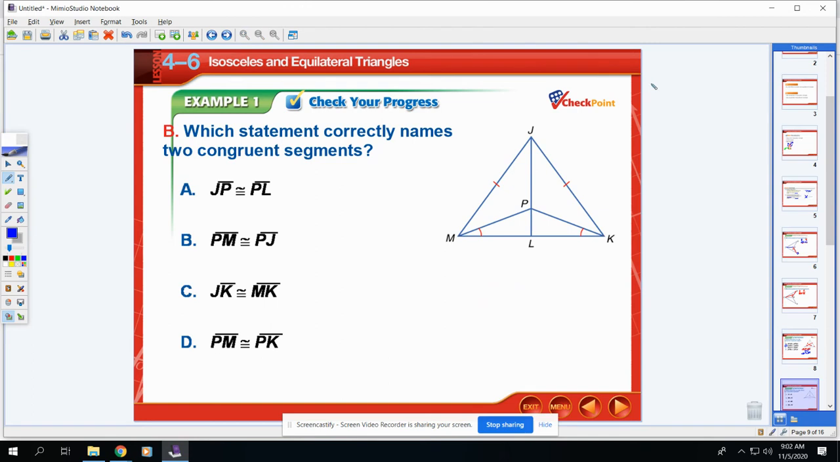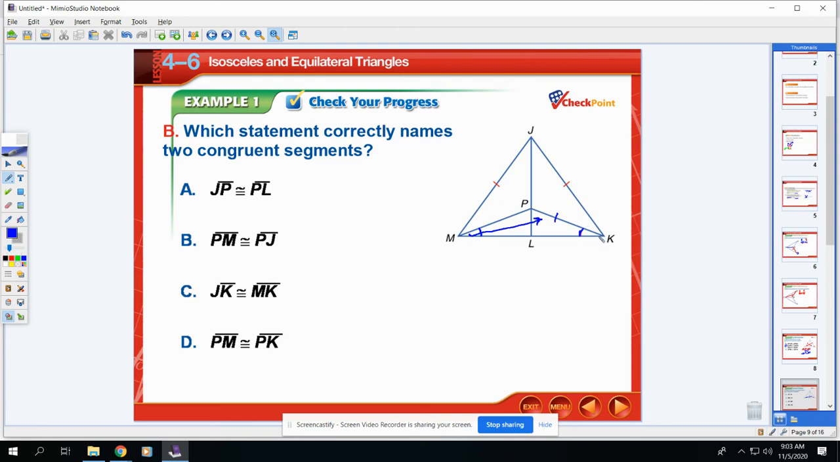Okay, this example right here, which statement correctly names two congruent segments? Since we are talking about congruent segments, I'm assuming we're going to have to look at these congruent angles first. Looking at these congruent angles, we know that any segment opposite of our two congruent angles will be congruent. So draw an arrow straight out of angle M. We're going to run into side PK. Okay, side PK. So I will go ahead and put a hash mark here.